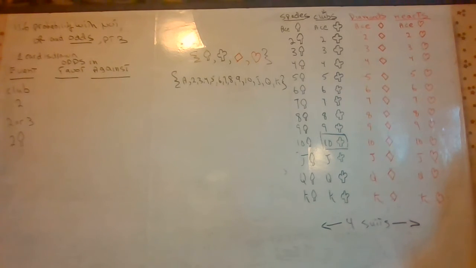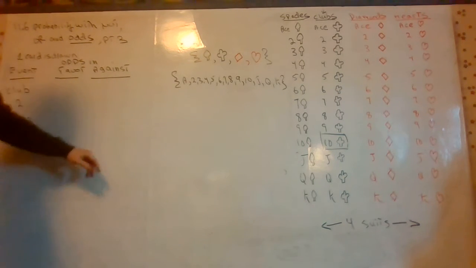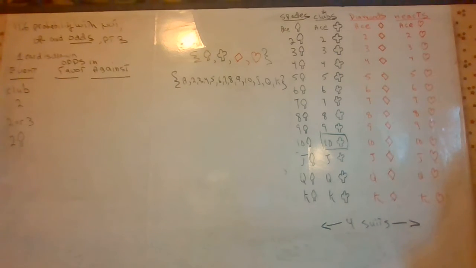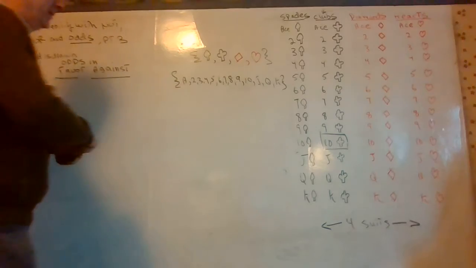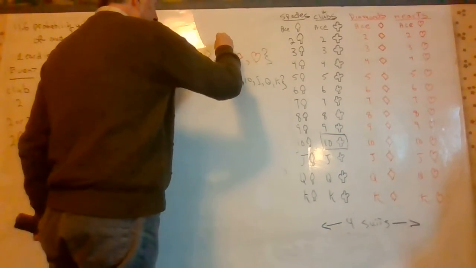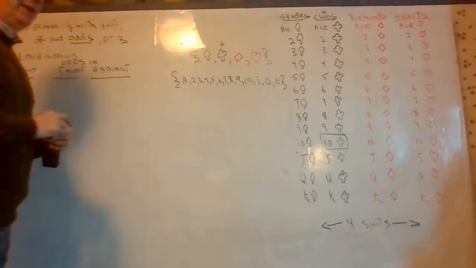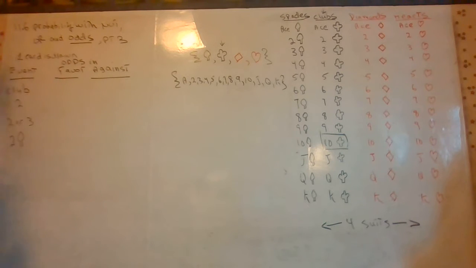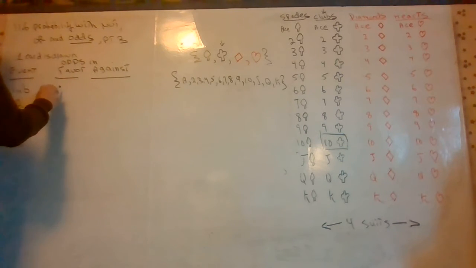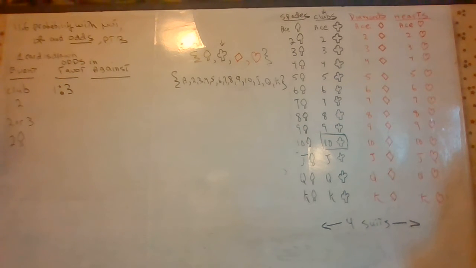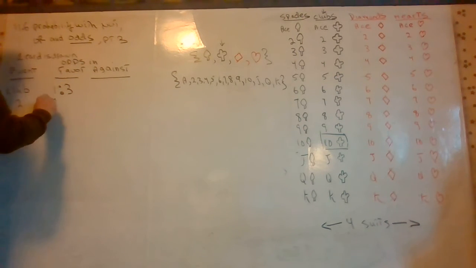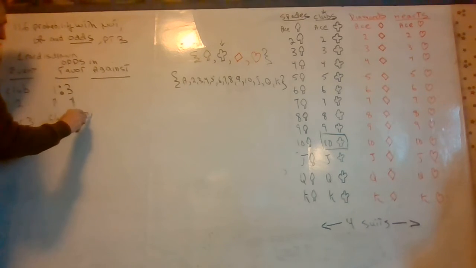Odds are a little different than probability, and these examples will illustrate that. First of all, the club, odds in favor of drawing a club. Well, if you're drawing a club, there's one way to get a club and three ways to not get a club. And that's basically how you describe odds. The one is basically the clubs, and the three is the not clubs.